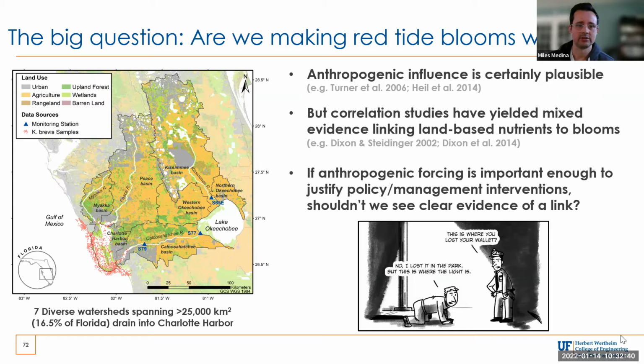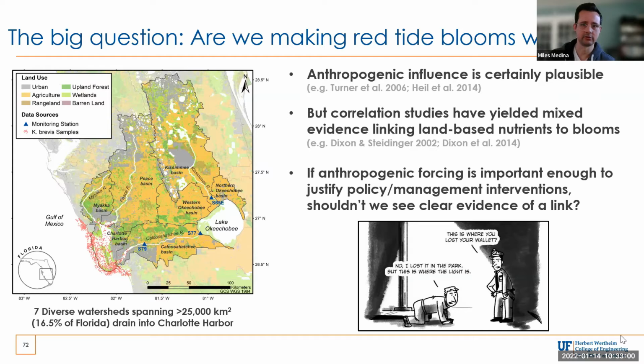But there hasn't been much evidence of a correlation between blooms and the nutrients coming out of these rivers. So is that just the end of the story? If we don't see a correlation, does it mean that our impact must be too small to really worry about? And I would argue that the answer is no, not necessarily.